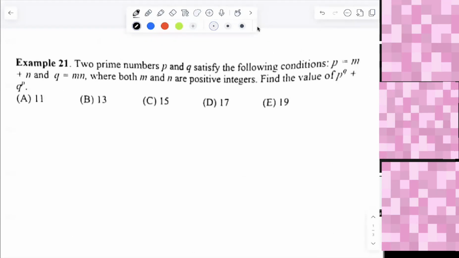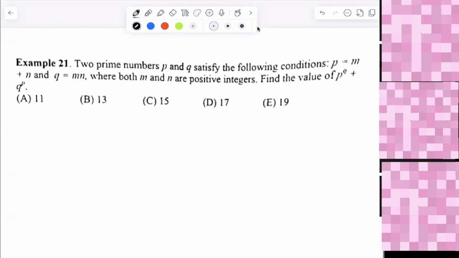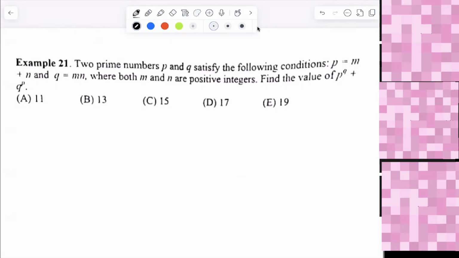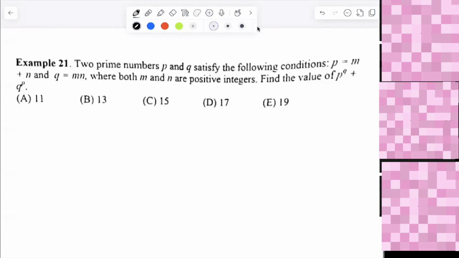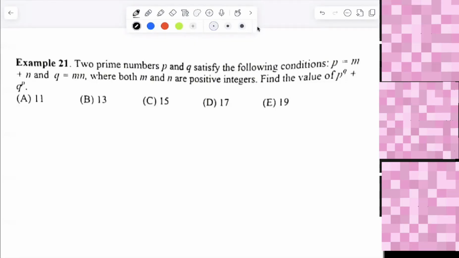Two prime numbers P and Q satisfy the following conditions: P equals M plus N and Q equals MN, where both M and N are positive integers. Find the value of P to the Q plus Q to the P. Pretty sure we also did this question in the last couple of lessons. But let's continue. P is equal to M plus N, and P has to be a prime number. And Q equals M times N, where Q is also a prime number.